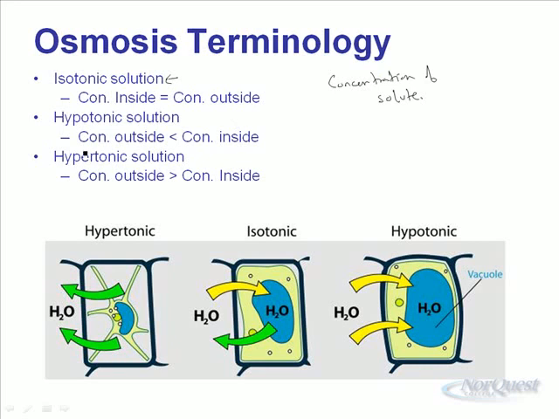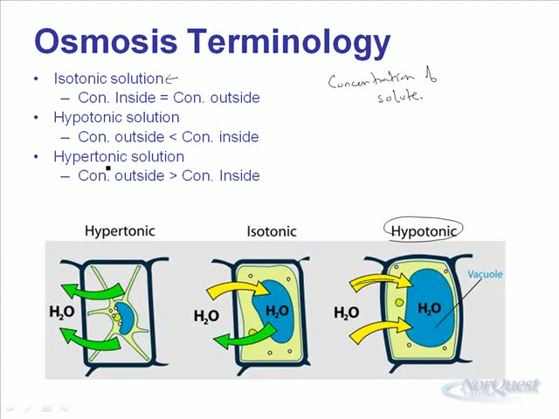A hypotonic solution is when the concentration outside the cell is less than the concentration of the solute inside the cell. So here we have a hypotonic solution. If the concentration outside is less than the concentration inside, water wants to move into the cell to equalize the concentrations. Water moves into the cell and it causes the cell to increase in size. Here we have a plant cell and we can see water moving inside of it for a hypotonic solution.